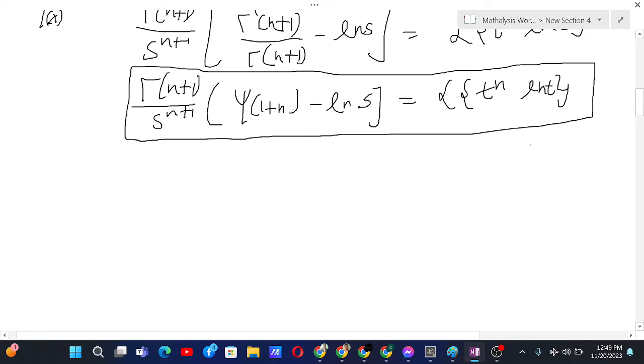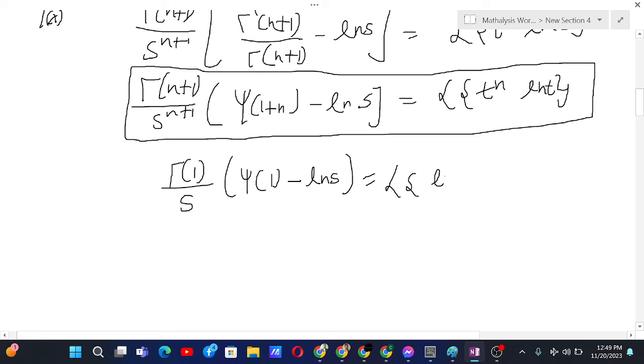Now when n equals 0, we have gamma of 1 by s, and then gamma of 1 times digamma of 1 minus ln of s equals the Laplace transform of ln t. And now we know that gamma of 1 is just 0 factorial, which is 1.